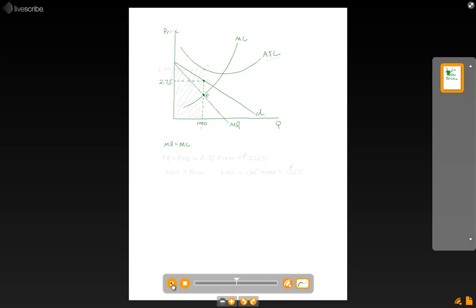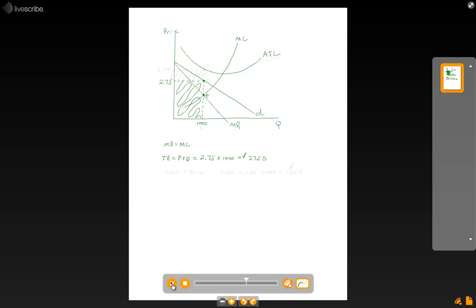$2.75. So when you go in and you measure total revenue, your total revenue is always equal to price times quantity. So in this particular case, the monopoly is charging $2.75 per unit times 1,000 units. So their total revenue is going to be $2,750. So that's going to be that area that we have shaded in right here.